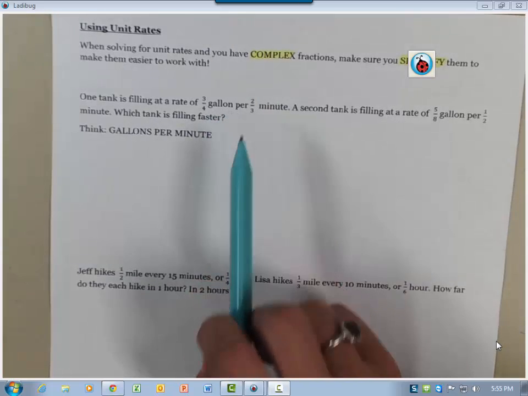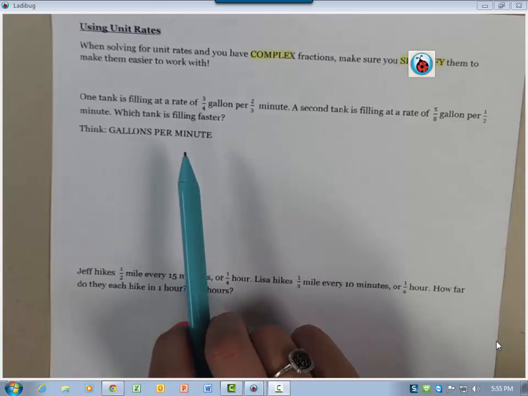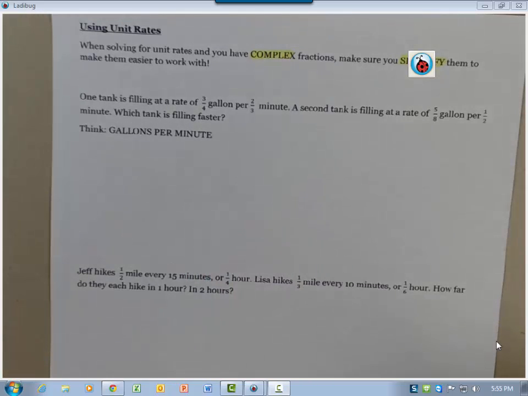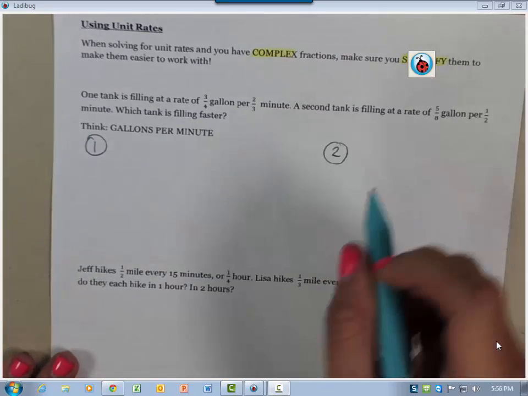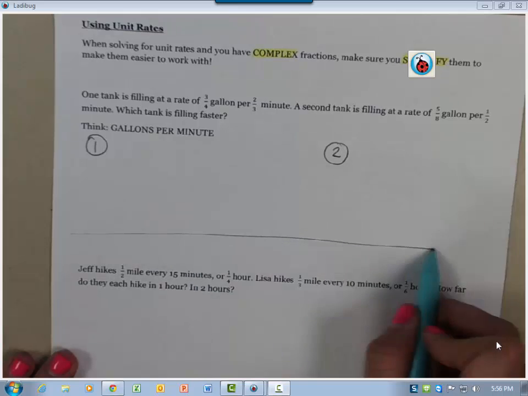So, 1 tank is filling at a rate of 3/4 gallons per 2/3 minute. A second tank is filling at a rate of 5/8 gallons per 1/2 minute. Which tank is filling faster? Okay, so we have tank 1 and we have tank 2. So let's write tank 1 over here, tank 2 over here. I'm going to leave some space down here for some final work, okay?